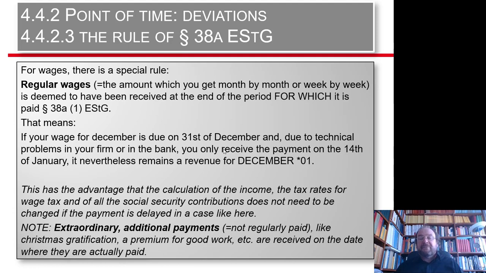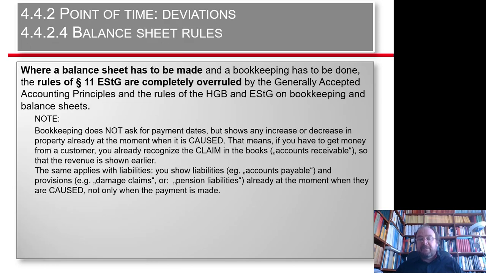So you have here a kind of a split rule. Regular wages are always received or attributed to the year for which they are paid, or where the period for which they are paid ends, whereas extraordinary payments, there the payment date counts.